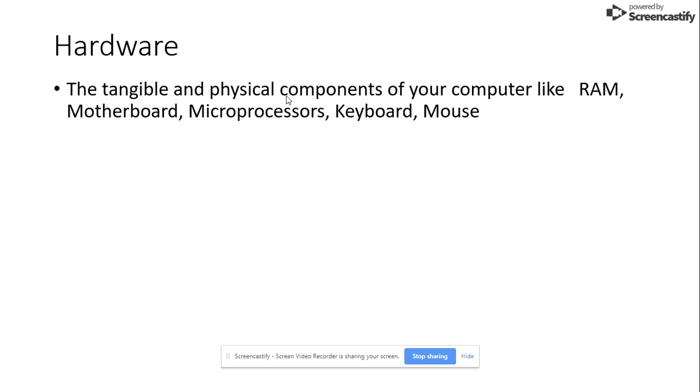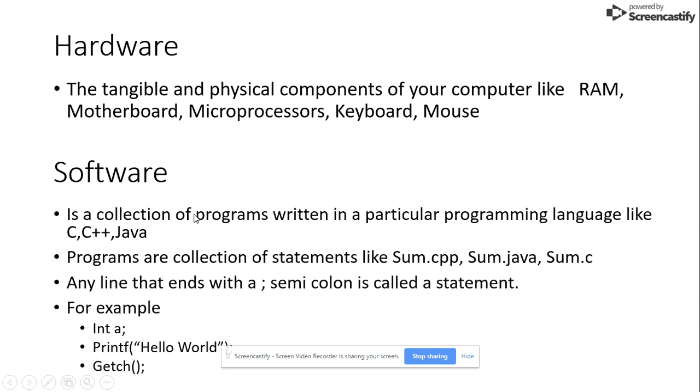What is hardware? The tangible and physical components of your computer like RAM, motherboard, microprocessor, keyboard and mouse. The physical entities that you see is the hardware. Software. What is software? Software is a collection of programs written in programming languages like C, C++, and Java.